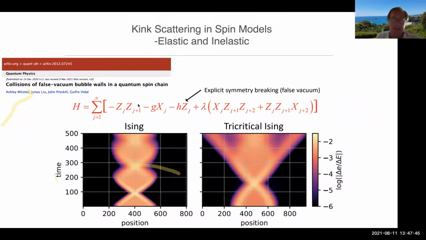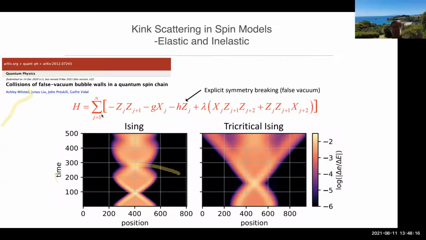Okay, so I need to stop in a couple of minutes, so let me just say a couple more words. There's been significant progress in looking at simulations of spin models. These spin models are remarkably valuable in giving us insight and understanding how we're going to do simulations of more complex systems like lattice gauge theories. And so I show the results here from Ash Milsted and collaborators. They used a one-dimensional system.